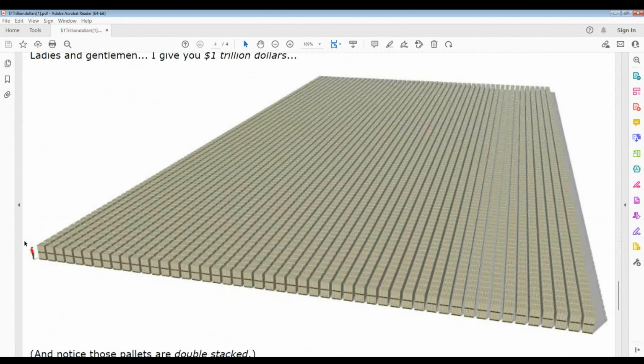So I don't know if you can see the little man over here, but here he is down in the far left corner. And I want you to see that all of these are double stacked pallets. So right now as a country, we're $32 trillion in debt. So when you hear the government say they're printing $8 trillion, which is what they did in 2020 for COVID, this is the kind of money that we're talking about. It's mind-boggling the amount of money that our government is printing.